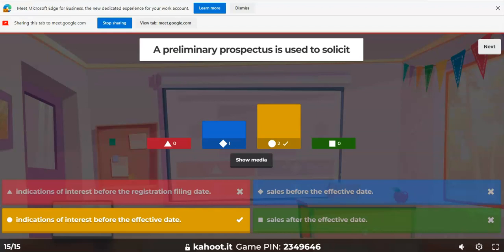Okay, sales cannot be before the effective date, right? Because it's not effective with the SEC yet. You're not allowed to sell it, offer it for sale, or advertise it as being for sale before it's effective with the SEC. Just get indications of interest.